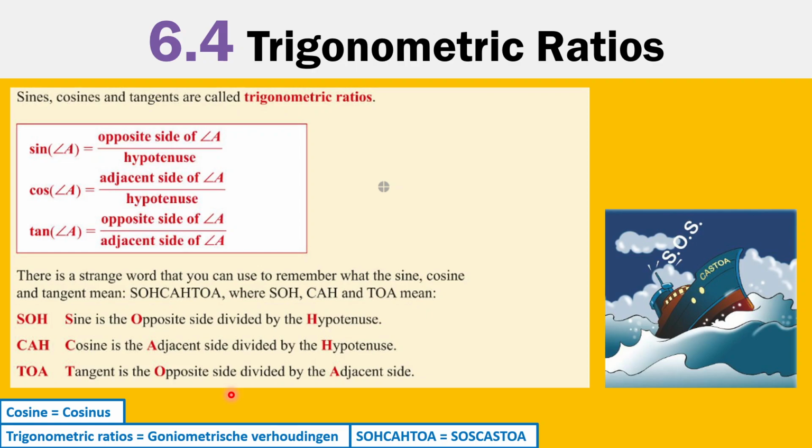But because in Dutch we don't call the hypotenuse something with an H, well, we can. In Dutch we can call it the hypotenuse, but we don't do that often. We often just call it de schuine zijde. But sine is still sinus, opposite is still overstaand, and adjacent is aanliggend. Dus die letters blijven wel hetzelfde.